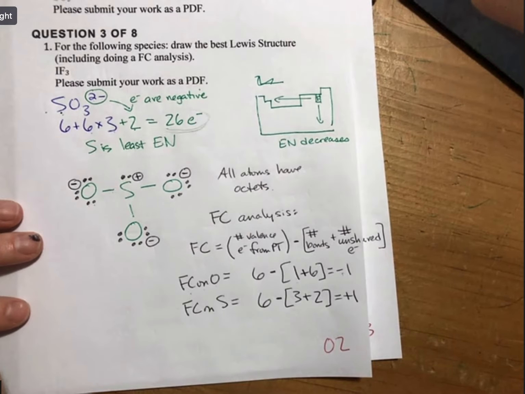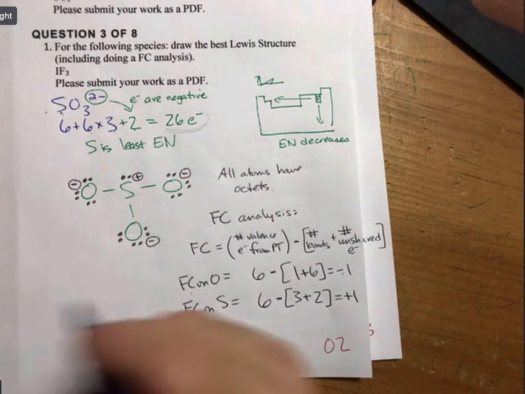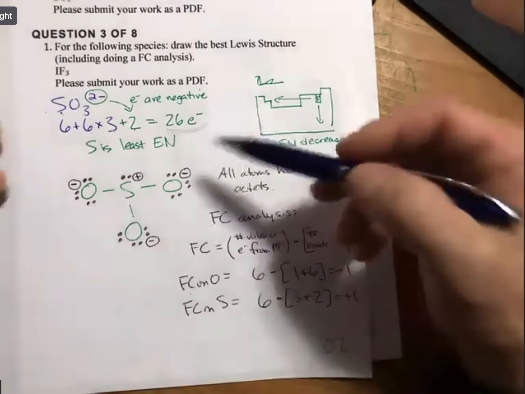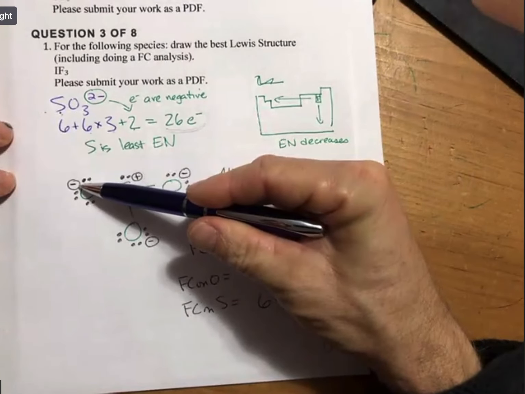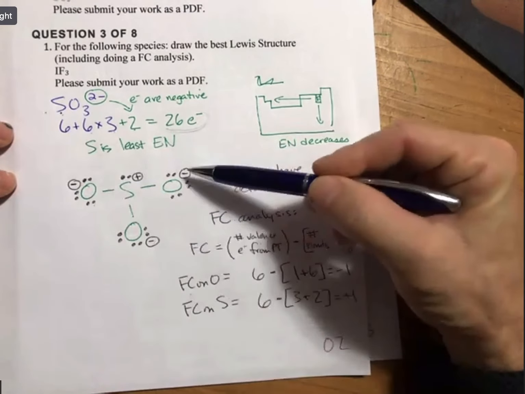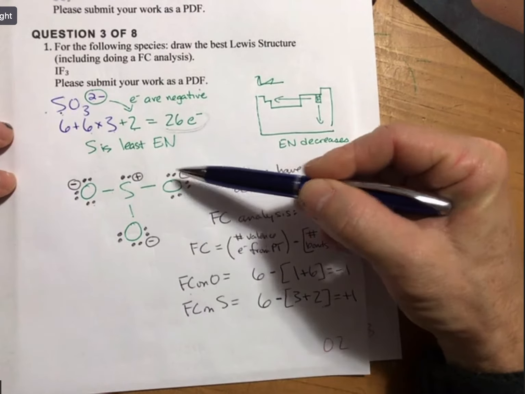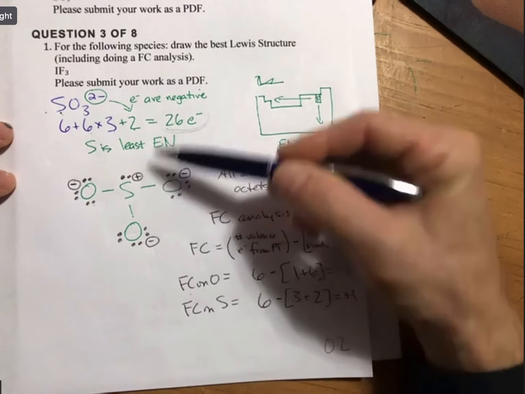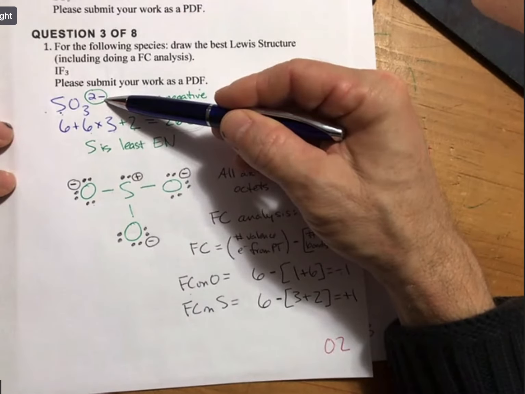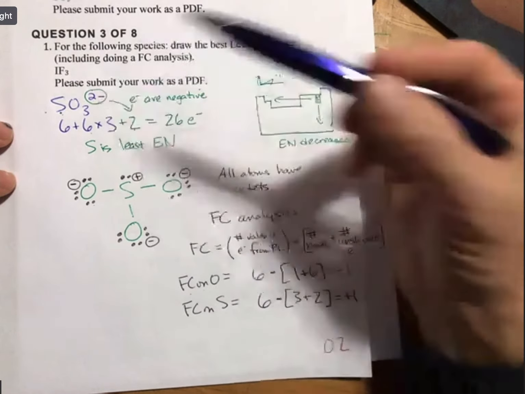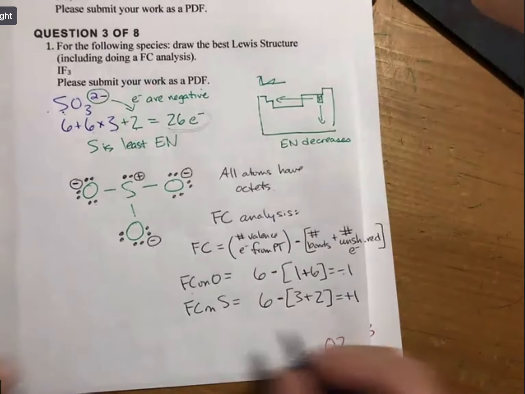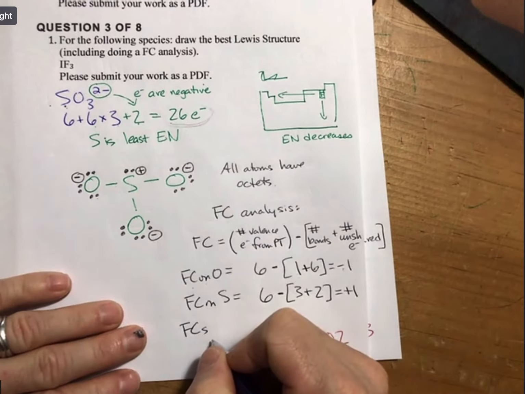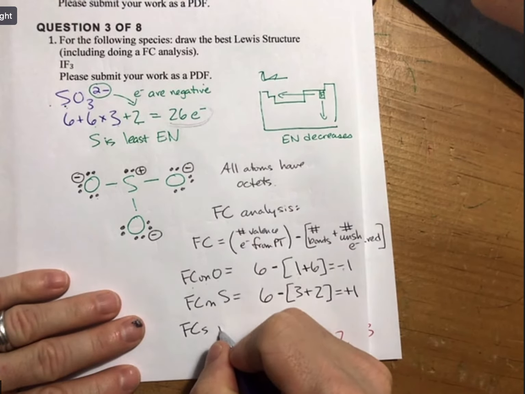And hopefully this makes sense, but the formal charges, when we add them up, so -1, -2, -3, +1 is -2. The formal charges must add up to the total charge on the ion. So I'll write that down here. Formal charges must add up to charge on ion.